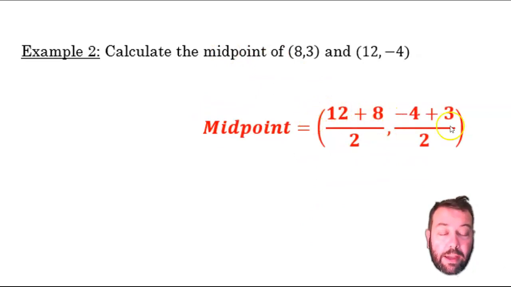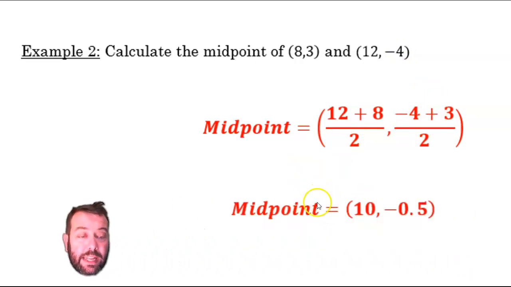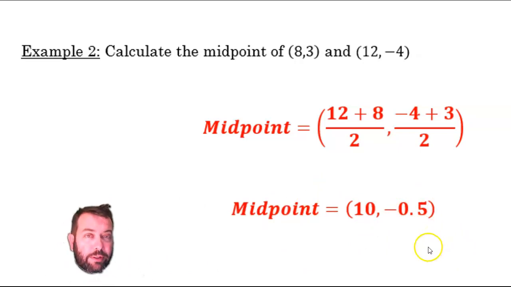I add together the x coordinates. 8 and 12 is 20, divided by 2 is 10. 3 and negative 4 is negative 1, divided by 2 is negative half. So you can see here my midpoint is at (10, negative 1/2). Alright. Distance, midpoint, should largely be familiar territory for us, I hope.